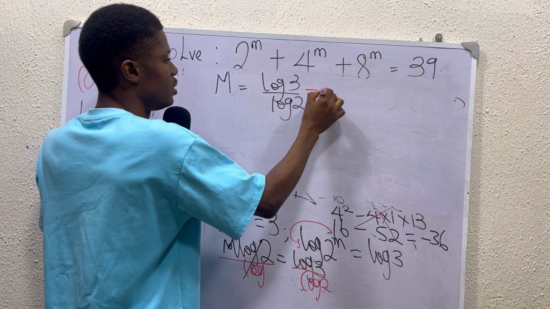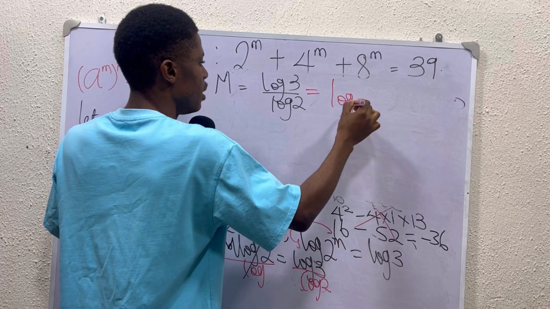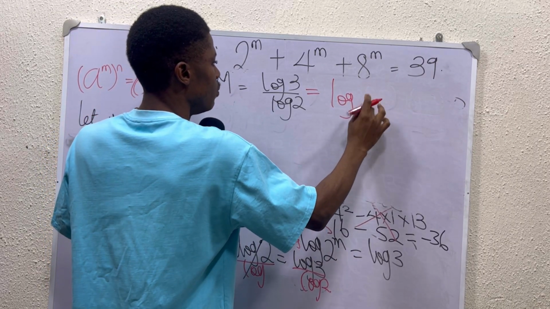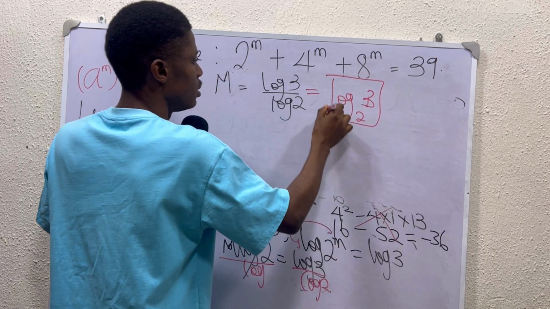After that, you use change of base. The actual value of m is log base 2 of 3. And that's the answer.